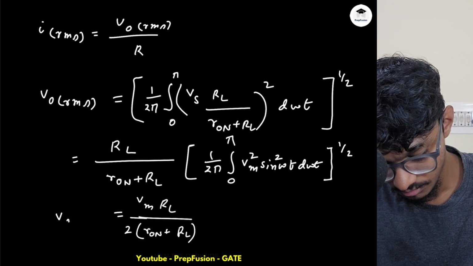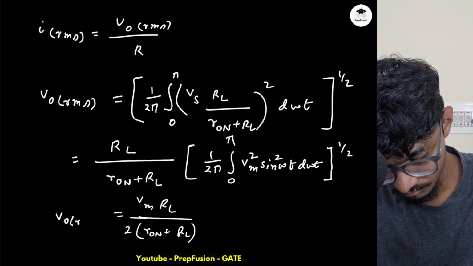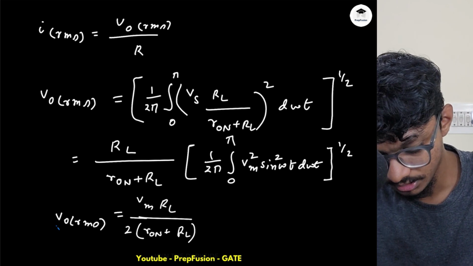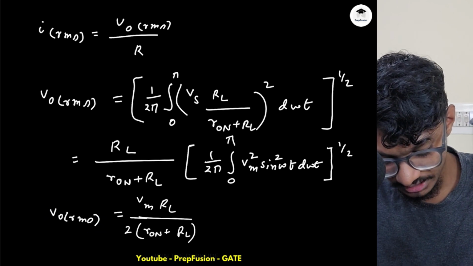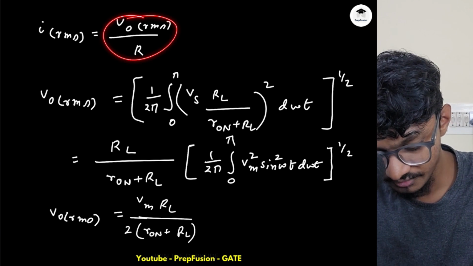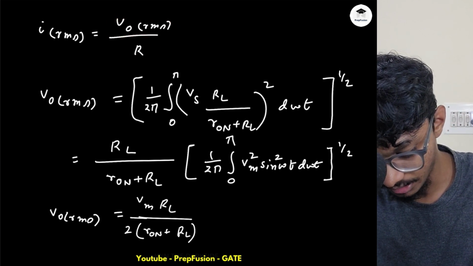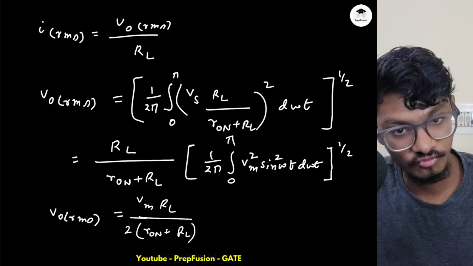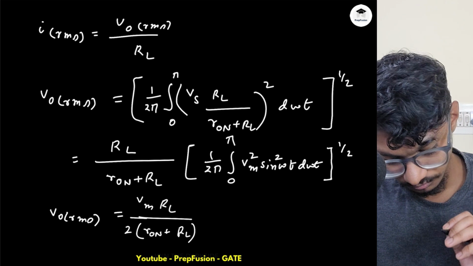So this is VO RMS. This is my value of VO RMS, right? And what is VO RMS? VO RMS is simply VO RMS by R. So what is IO RMS? VO RMS by RL, right? That is my IO RMS. So from here I will be able to simply find my value.